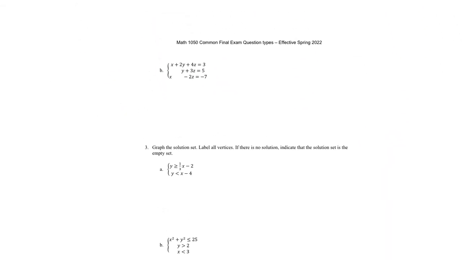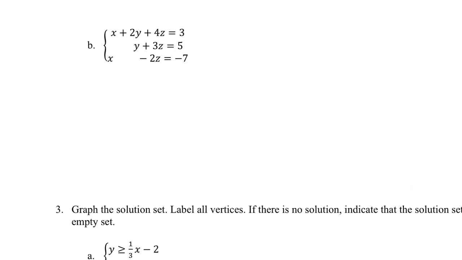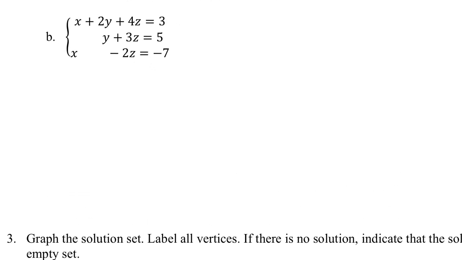I believe there's a part B with 3 variables. So we're going to use the elimination method again. Now, notice here that there is an equation with a missing variable already. Actually, there's two. This one is missing y, and this one is missing x.